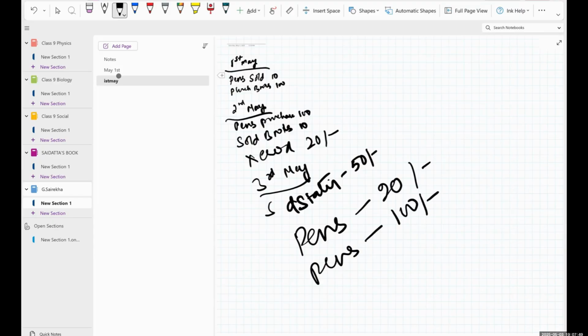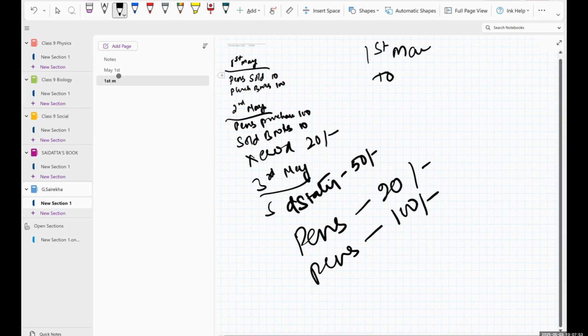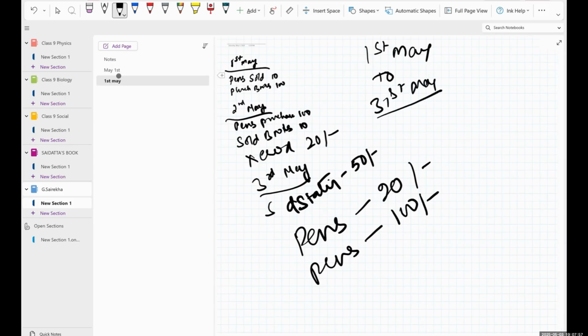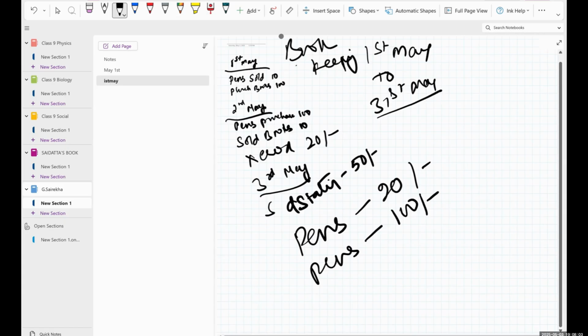Like that, from 1st May to 31st May, you will write all the things like this neatly in a book. Now, this process, what we call it as bookkeeping. Right.